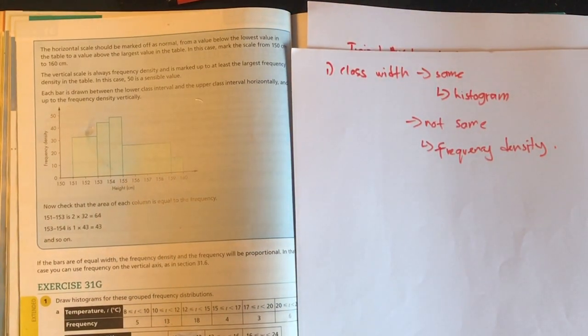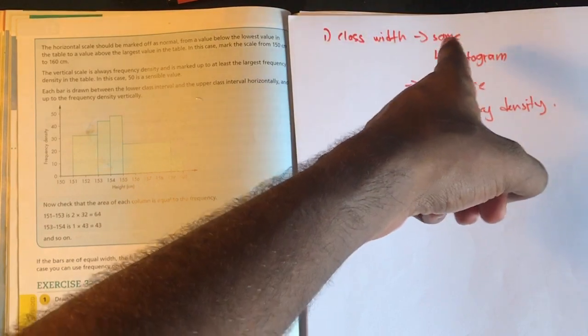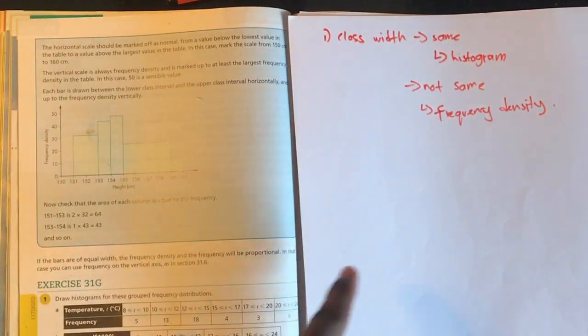So how do we actually find the frequency density? That's the part I'm going to cover. I'm telling you the steps already. First step, you need to determine whether the class width is the same or not. If the same, then you can draw the histogram, like 10, 10, 10, 10 or 2, 2, 2, 2. If not the same, then you have to do frequency density.